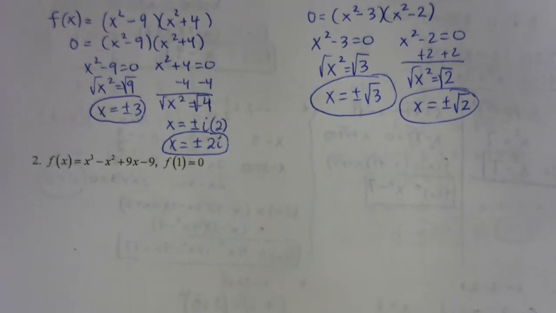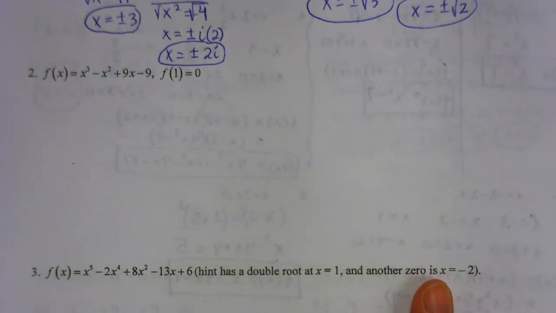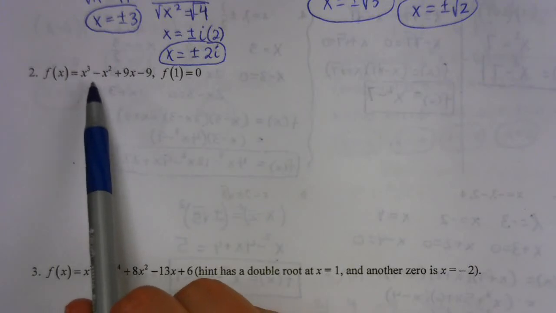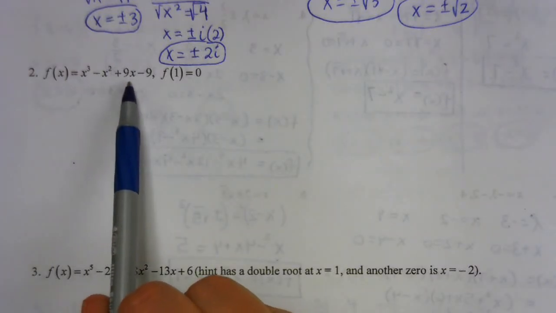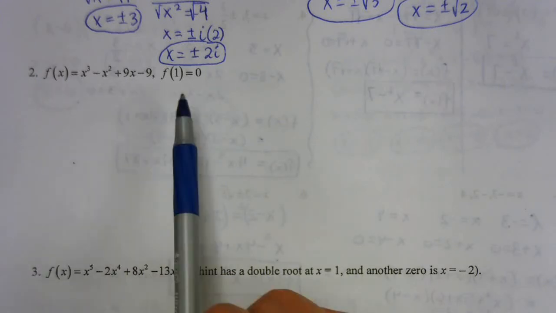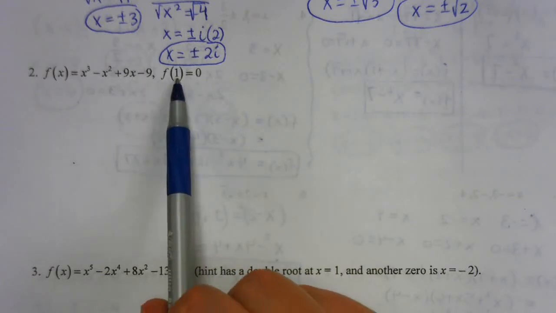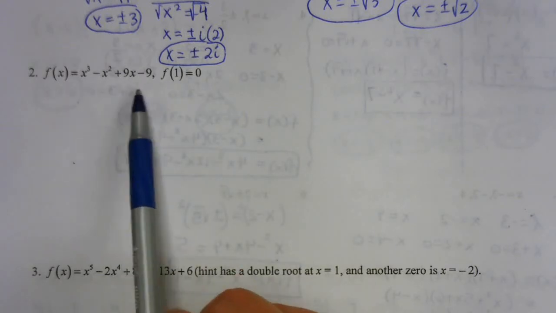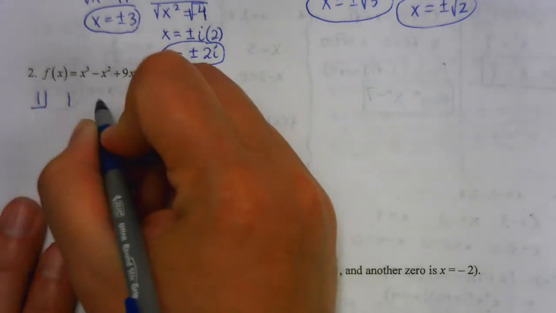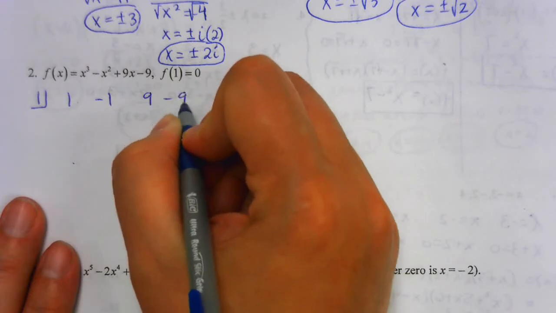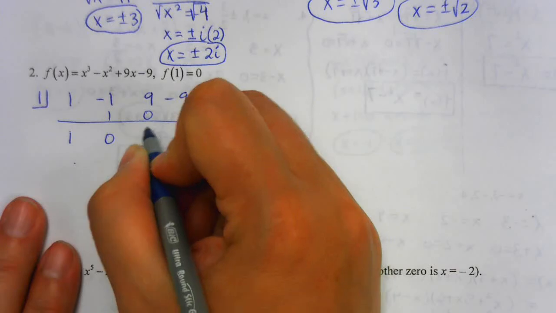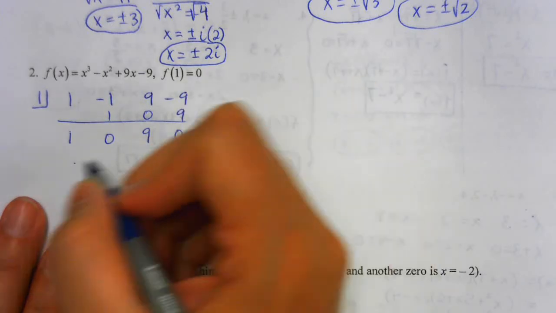On number 2, this is going back to what we did at the first half of yesterday's lesson. We have f of x is equal to x cubed minus x squared plus 9x minus 9. You could do this by factor by grouping, or it's giving you one of the zeros. It's telling you that 1 is a factor of this polynomial. So we're going to start there. We're going to say that we have 1. Coefficients are 1, negative 1, 9, and negative 9. Bring down our 1, multiply, add, multiply, add, multiply, add.